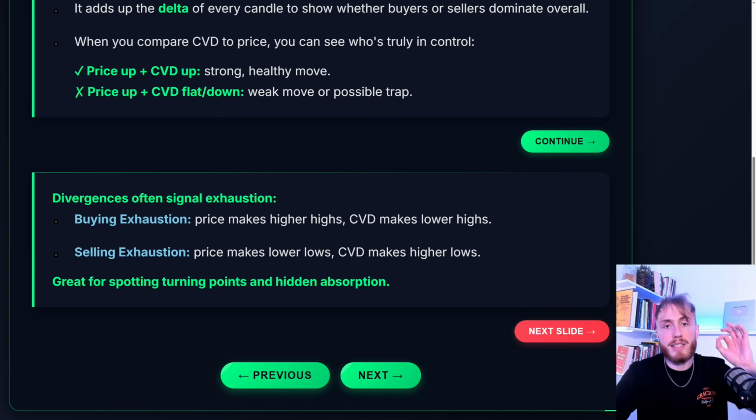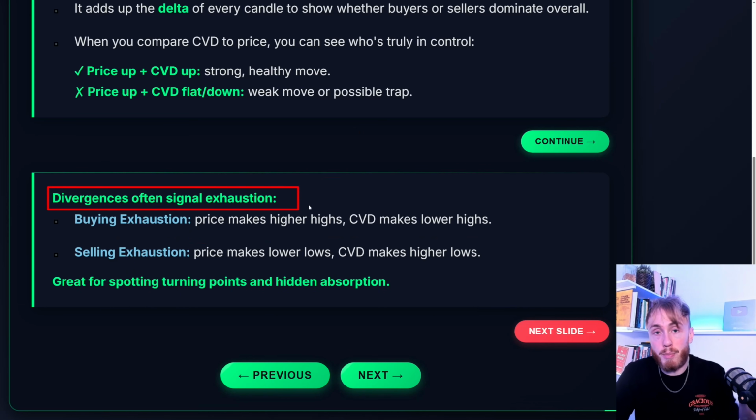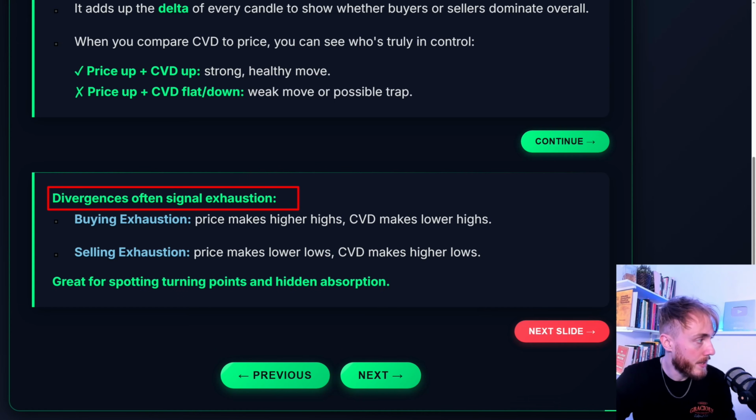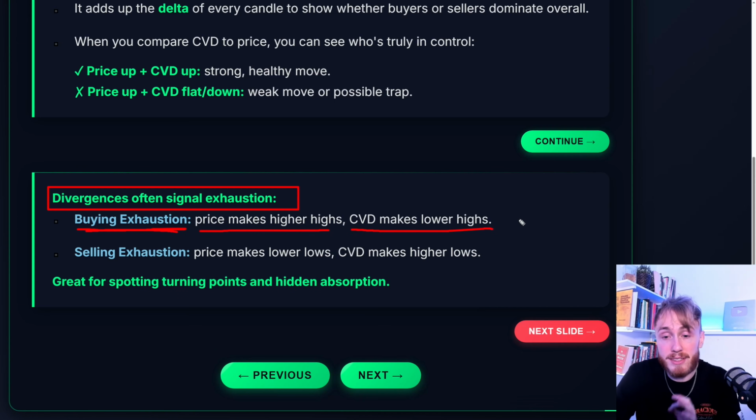And here, what you can specifically look out for is divergences between the CVD and the price. So two of the most common divergences, and don't worry, I will show you every divergence you can look out for, in very simple terms: you can look out for buying exhaustion, and that is when the price prints higher highs and the CVD prints lower highs.